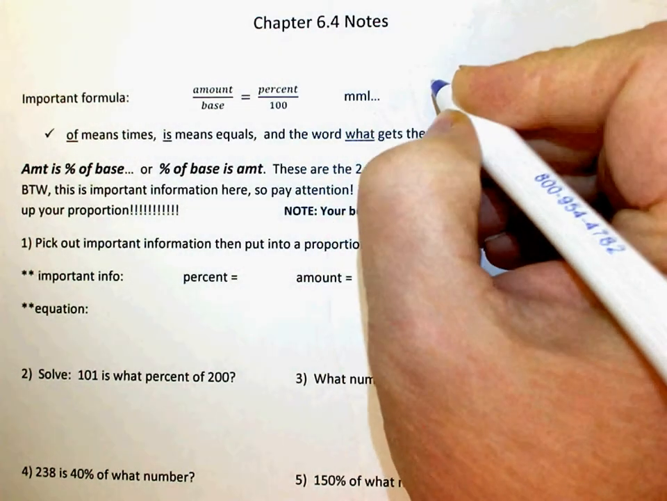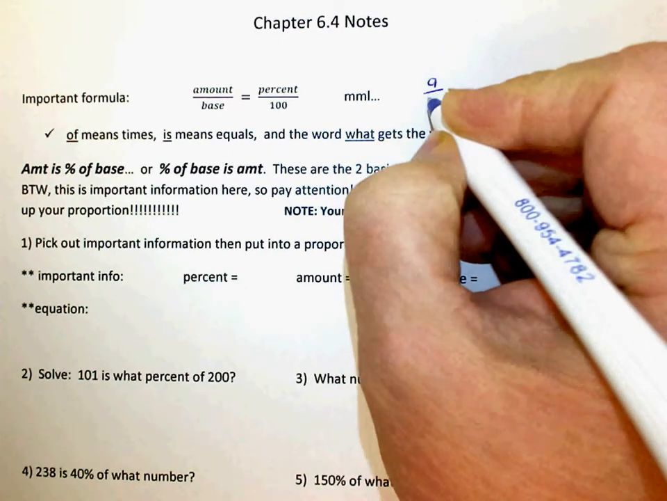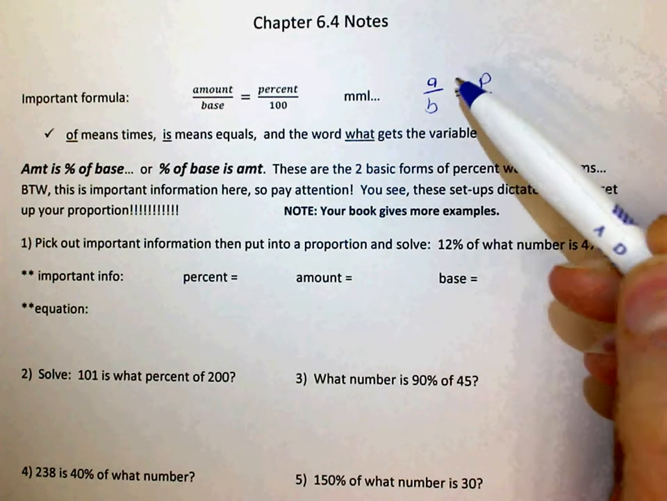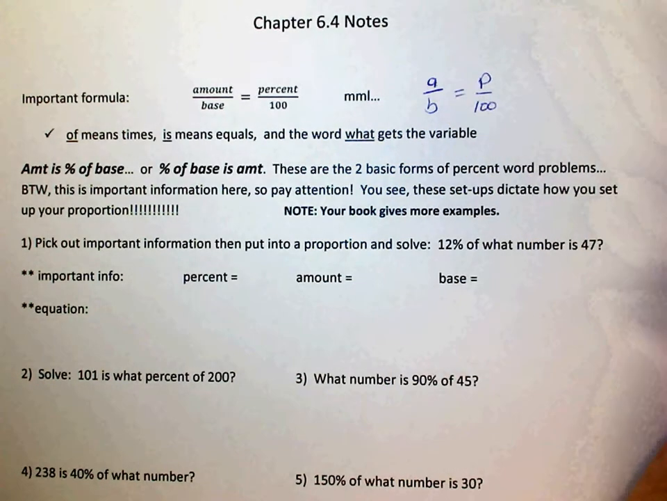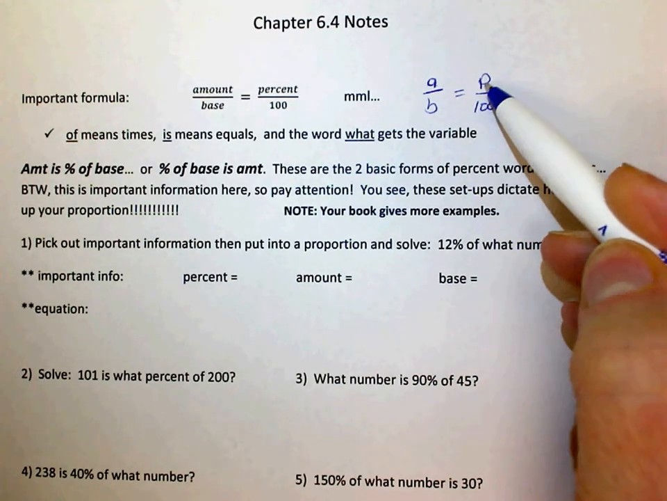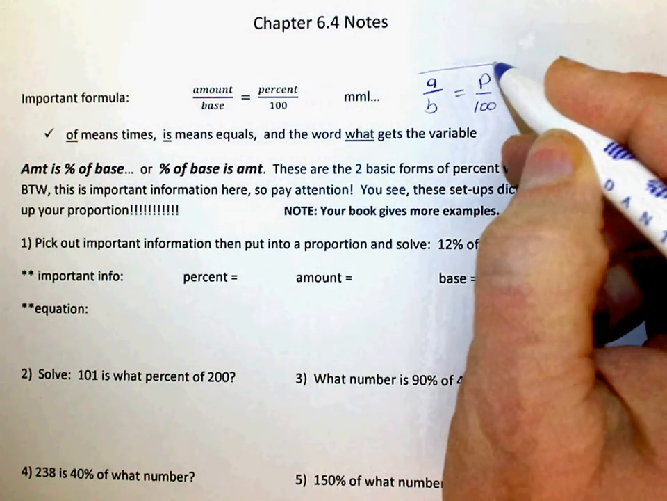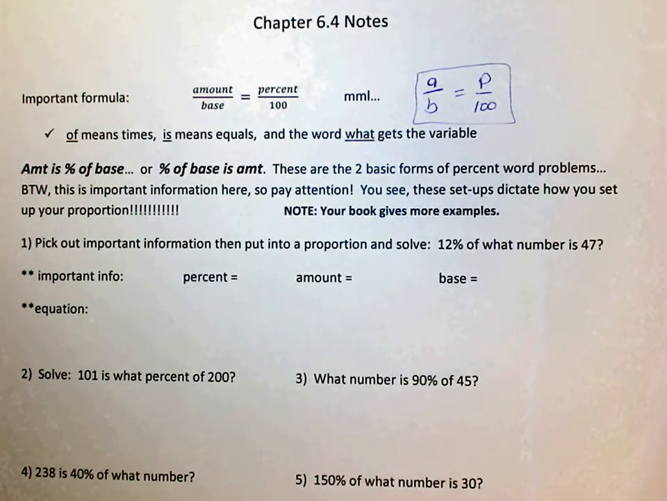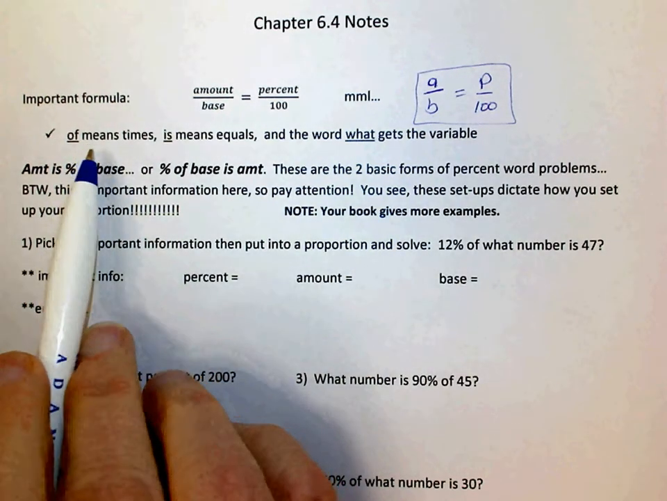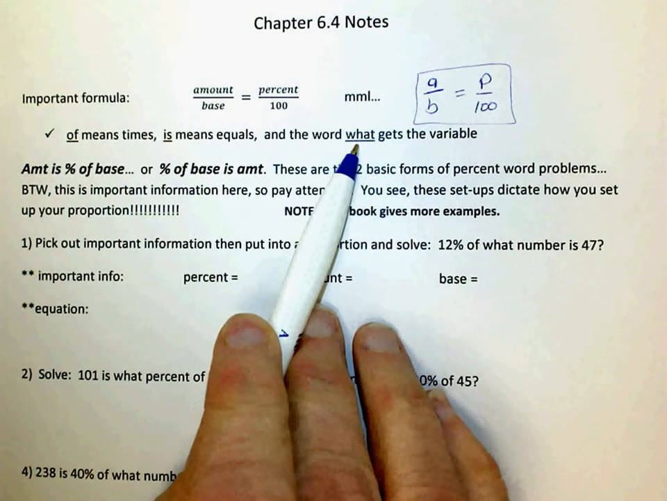Now, with MyMathLab, they want A over B equals P over 100. If the amount is missing, they want you to put an A. If the base is missing, they want you to put a B. If the percent is missing, they want you to put a P. So a lot of times what they're wanting is to make sure you've set up your proportionality correctly. Now, if you're using chapter 6.3, of means times, is means equals, and the word what gets the variable.